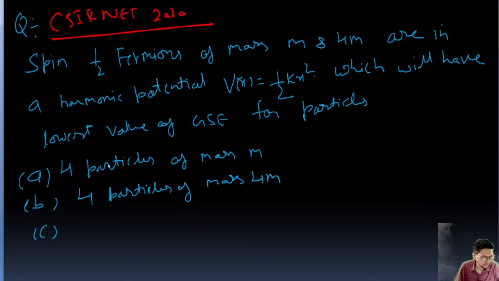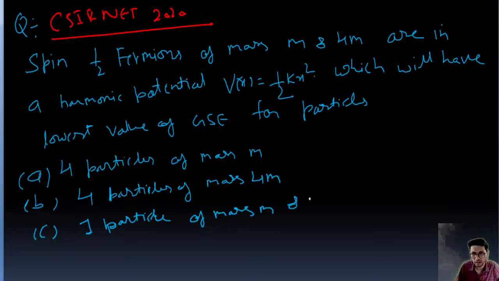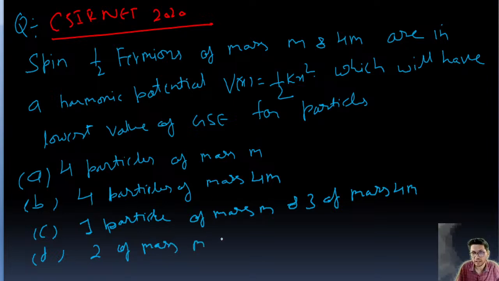Option C is one particle of mass m and 3 of mass 4m. Option D is 2 particles of mass m and 2 of mass 4m. Okay, so this is the case, guys.